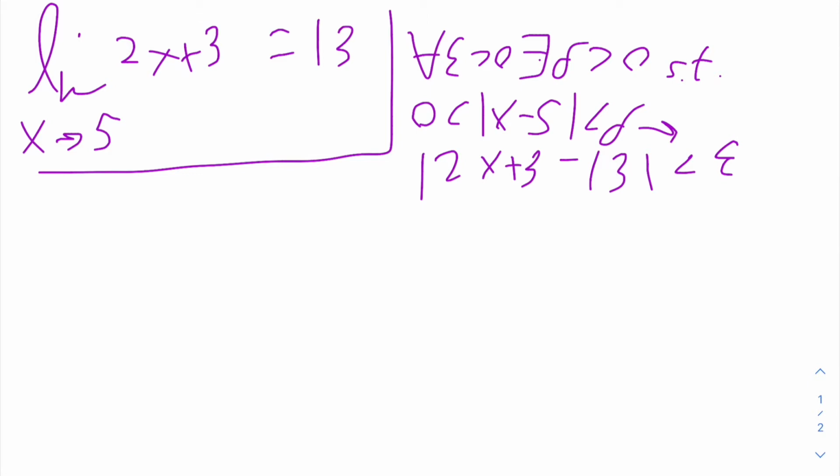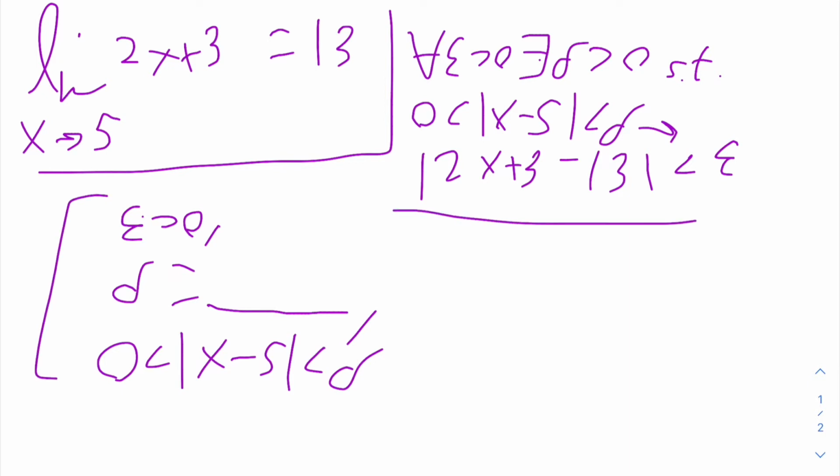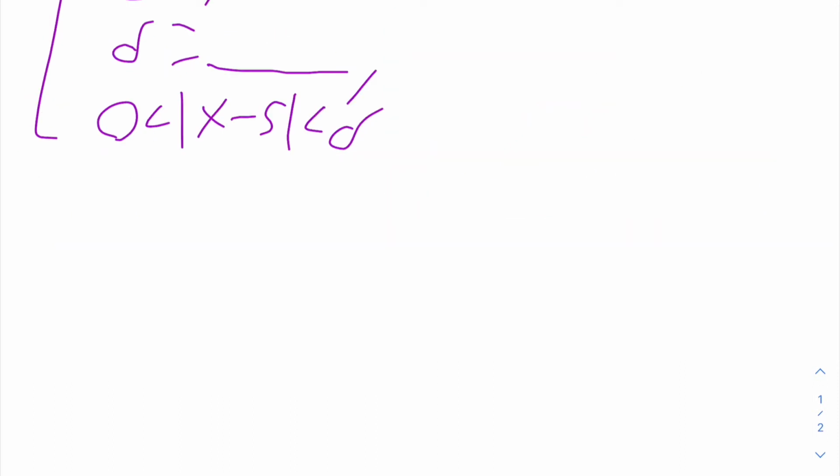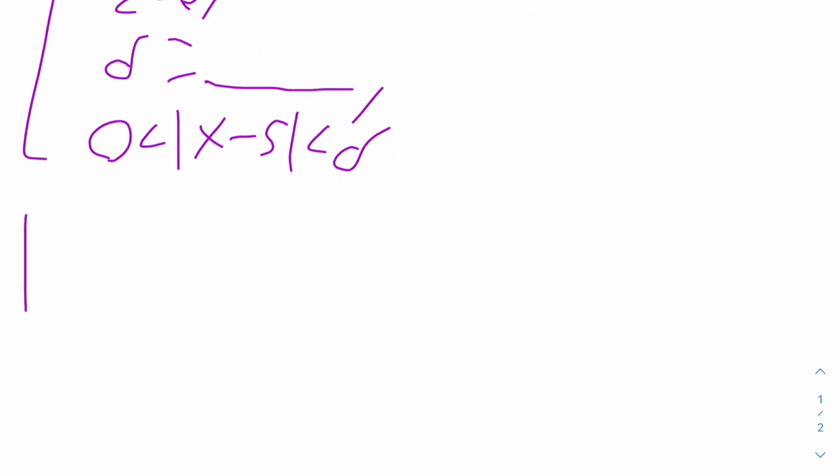So first, let's start with our givens. We are given that epsilon is greater than 0, delta exists, there is some delta that works. For now we don't know this delta, but we will figure it out in this proof. And that the hypothesis is true. So the hypothesis is that the distance between x and 5 is less than delta and greater than 0. And basically you want to show that from these given assumptions, this consequence logically follows.